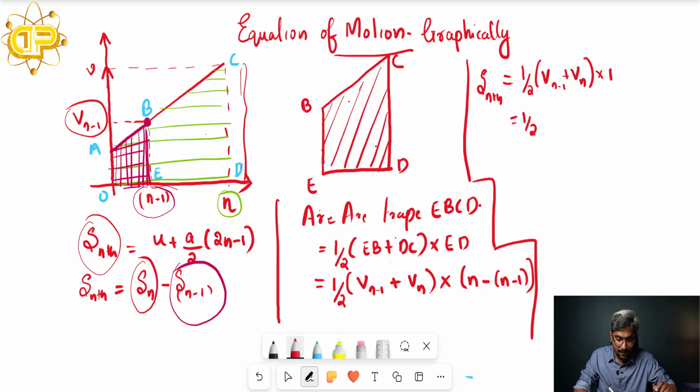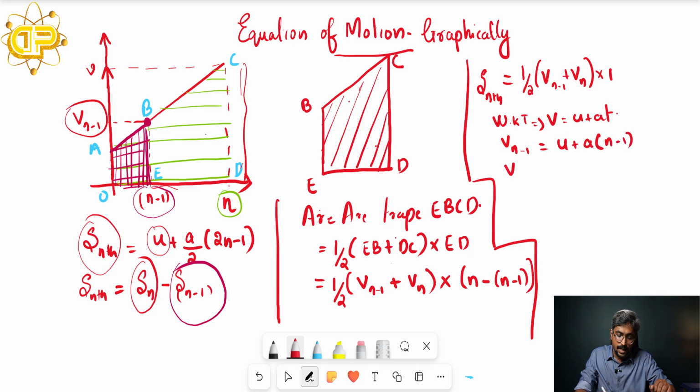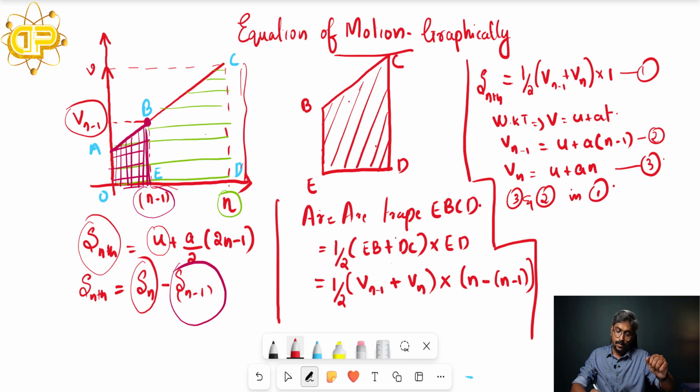Instead of this Vn minus 1 and Vn, we'll write in a different way. Only the u term is there, right? So we'll just convert that into u. We know the basic first equation of motion, v is equal to u plus at, and Vn minus 1 is equal to u plus a into n minus 1, instead of t you write n minus 1, and Vn is equal to u plus a n. So this is the thing, right? Okay, let us see what happens there. Now you can say this is equation 1, equation 2, equation 3. Substitute 3 and 2 in 1, and you will get a wonderful result there.